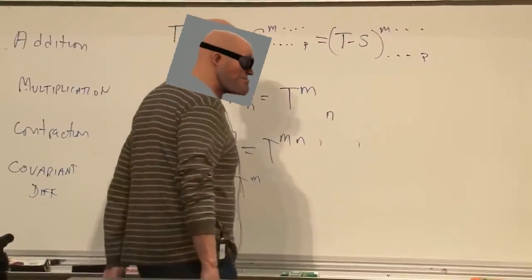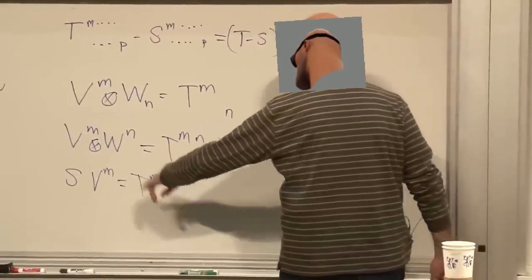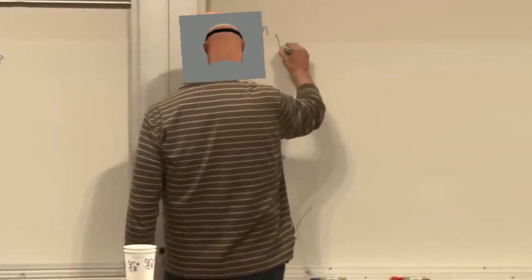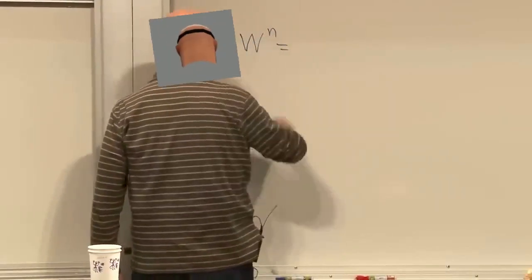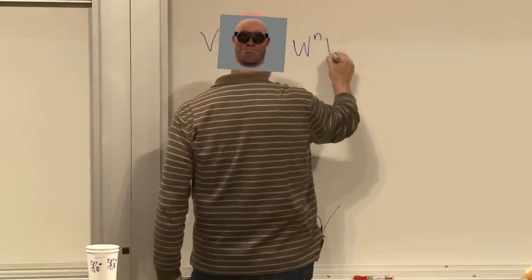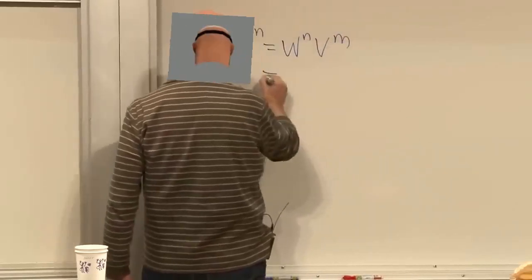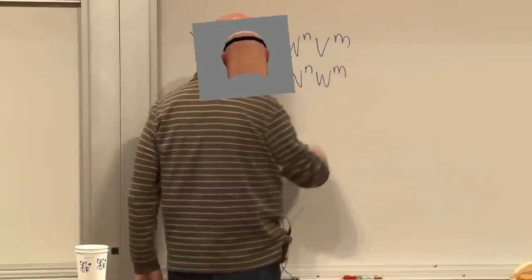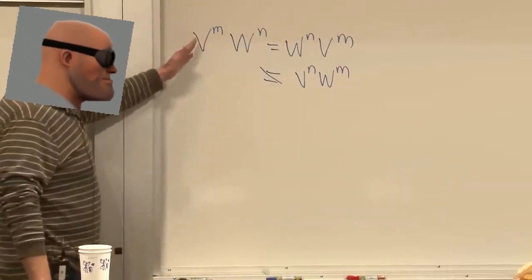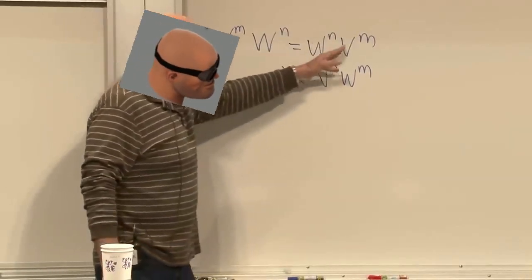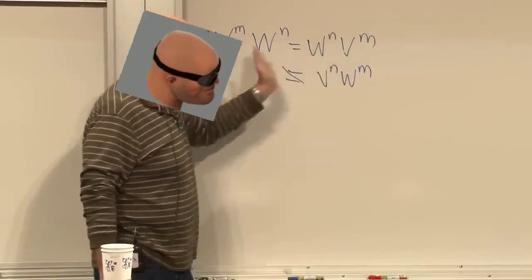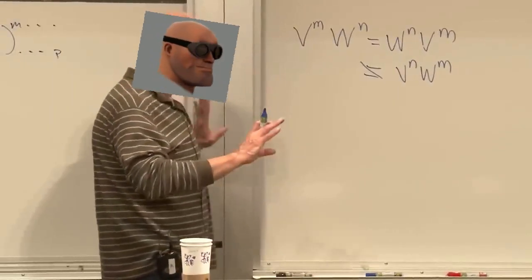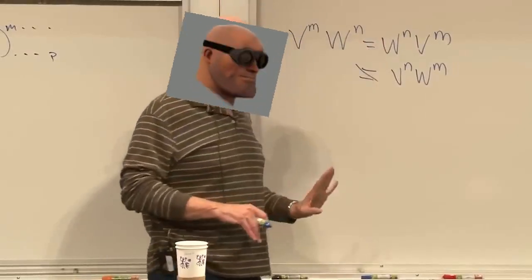Well, okay, let's be careful. Let's take this one with two upstairs. VmWn is equal to WnVm, but it is not equal to VnWm. VmWn is the same as WnVm. Doesn't matter which, 7 times 3 is 3 times 7. We're not doing quantum mechanics. Every multiplication of numbers, and components are numbers.